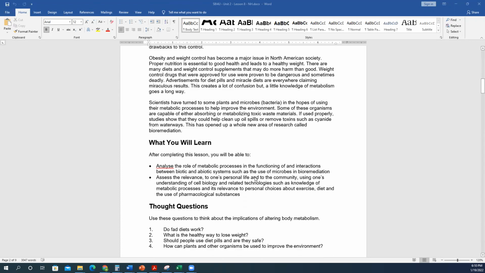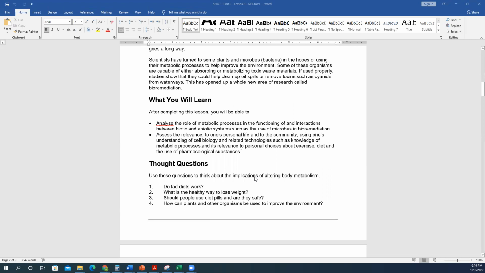In today's lesson, we're going to be looking at how to analyze the role of these metabolic processes in the functioning of and the interactions between biotic and abiotic systems, and the use of microbes in bioremediation. Then we are also going to assess the relevance to one's personal life and to our community, using our understanding of cell biology and some of the related technologies with regards to metabolic processes, and how they are relevant to personal choices about our diet, exercise, and our use of pharmacological substances.